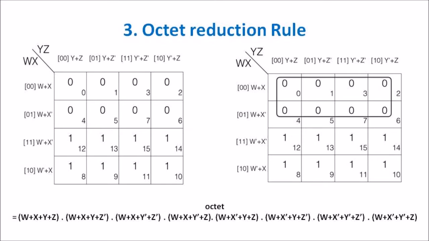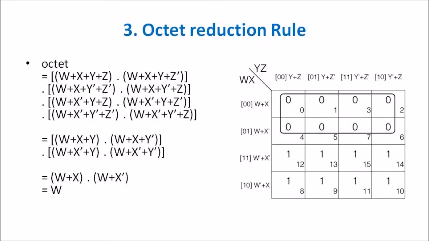Looking at the octet, moving from top to bottom, X' is changing to X, and moving from left to right, Y' is changing to Y, and moving from left to right, Z' is also changing to Z. So the updated octet after reduction will be W only.